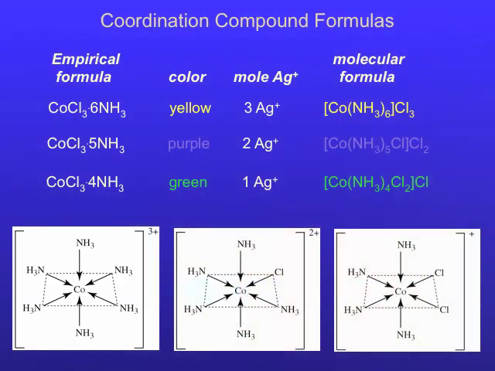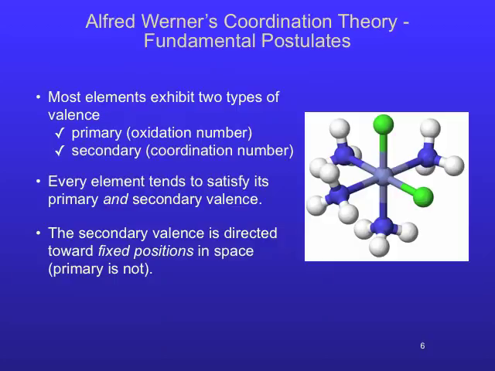The green compound has 4 ammonia groups and 2 chloride ions bonded directly to the cobalt. Only 1 chloride ion can react with silver ion. The tetraamine dichloro cobalt-3 complex has a +1 charge. The color is different among these 3 compounds since the number and types of ligands present in the coordination complex of each one is different.